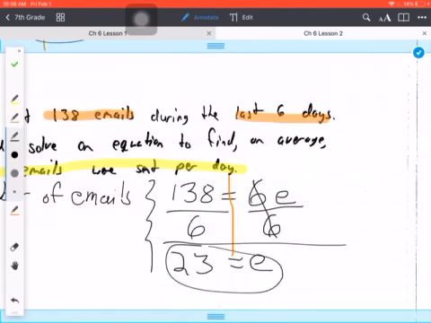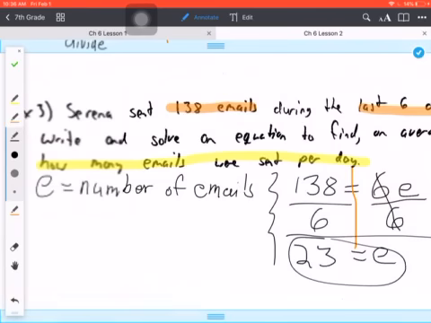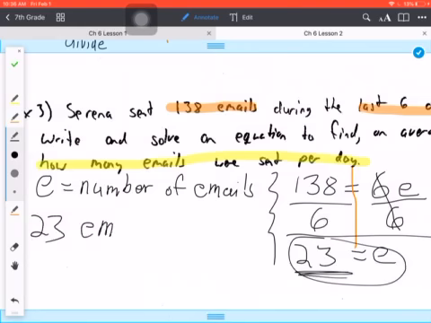Now this number means something because it's part of a word problem. Because it's part of a word problem, we have to look at what the question was asking us to find, which is highlighted here in yellow. It says how many emails were sent per day. That's what this number represents. That's what this 23 represents. So we would say that 23 emails were sent per day.